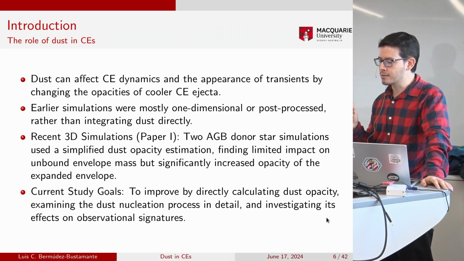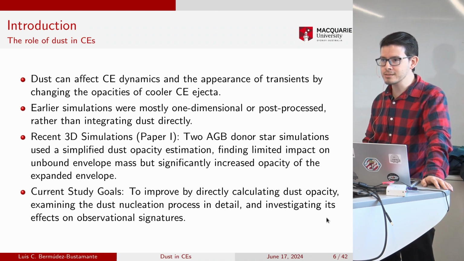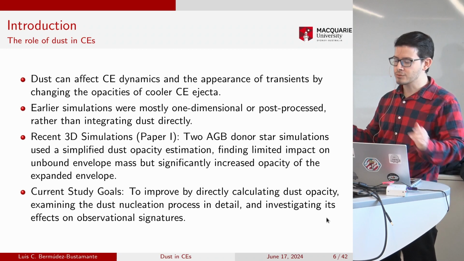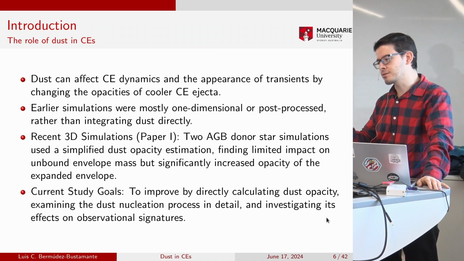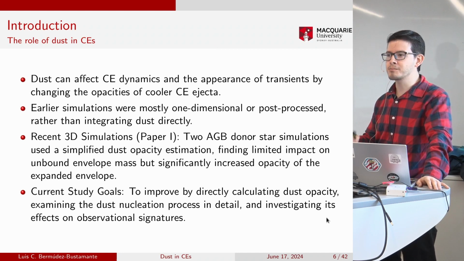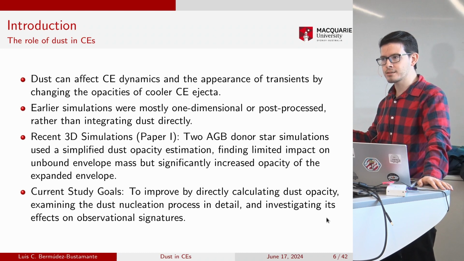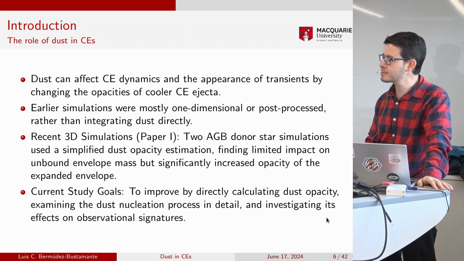So talking about dust, what is the role of dust in common envelopes? On the one hand, dust can affect the common envelope dynamics because you are forming material with a higher opacity. So the radiation pressure in this material is going to accelerate and eject the material. But on the other hand, you change the appearance of the object because the material now has a high opacity, and is going to be really opaque in the optical, but brighter in the infrared wavelengths.